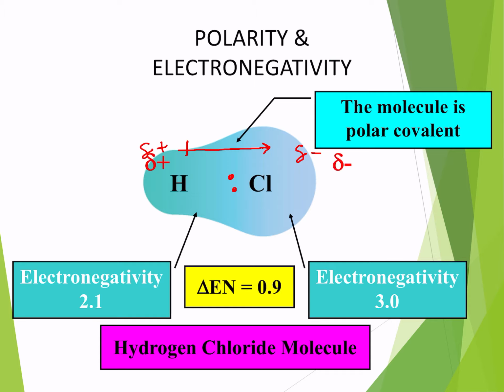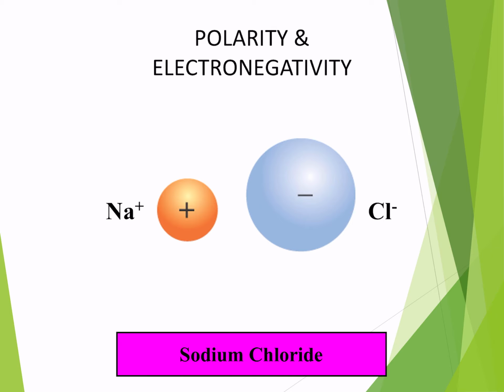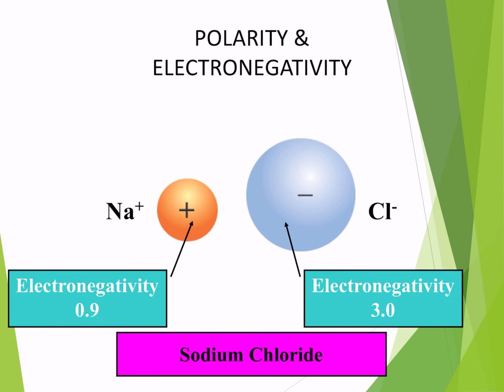Oh, there we go. They're going to fly in. All right. And then if we were going to look at sodium and chlorine and their electronegativities, they have a very large electronegativity difference. And we said that anything greater than 1.7, if it was greater than 1.7, we would classify this as ionic.